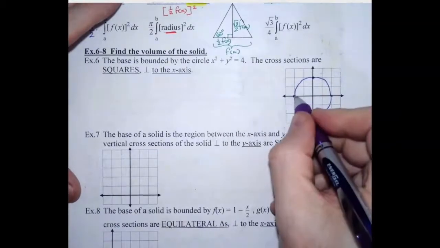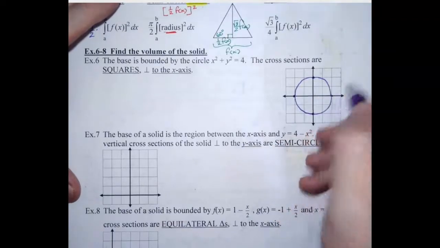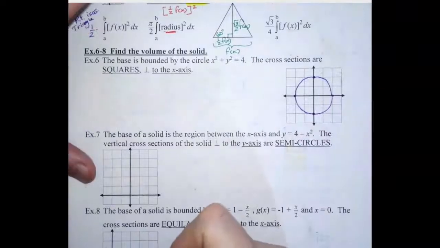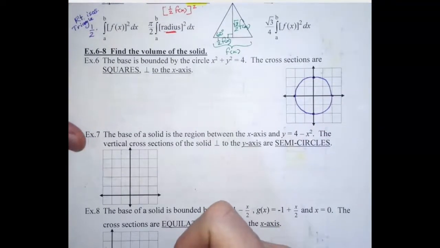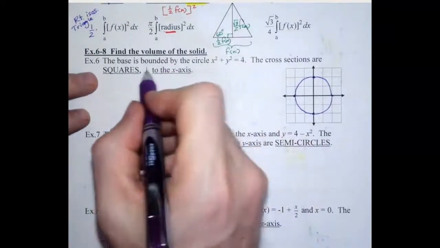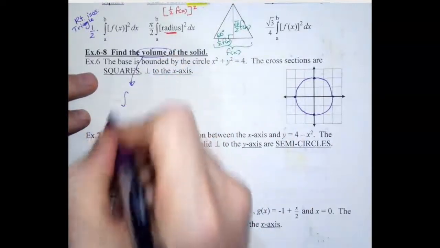Usually the mistake people make when they try and draw a circle is they smush the sides down, so I try to keep it rounded out there. Not that it's a big deal, but okay, so let's see. The cross sections are squares. It says find the volume, so pretty much immediately we should have had an integral.